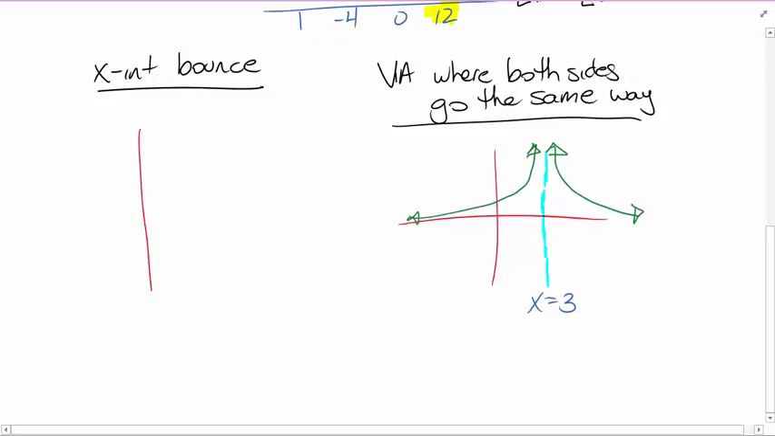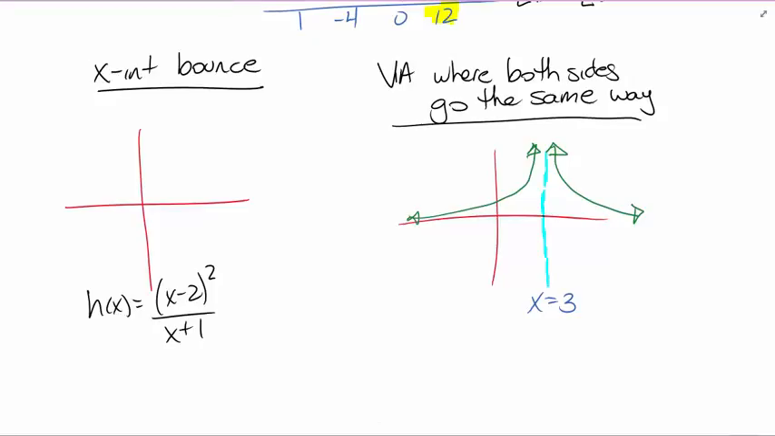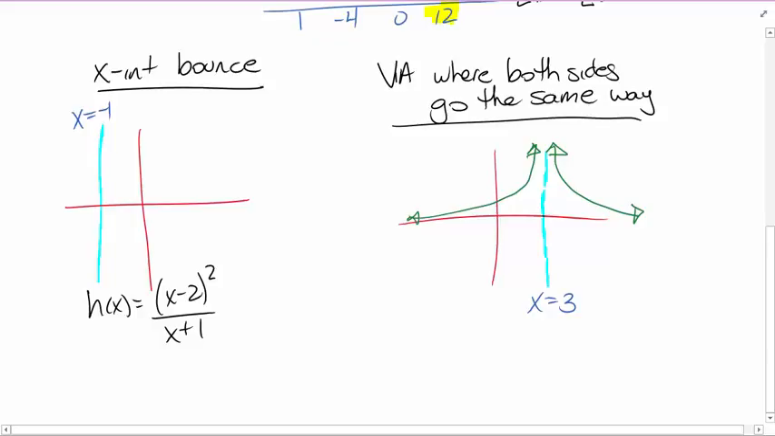It might be easier to start here with an x-intercept bounce. If we had a function, we'll call this function h of x, which equals x minus 2 squared over x plus 1, we would know that that function has an asymptote at negative 1. We also would know that this function has an x-axis intercept of positive 2. But what happens at that positive 2?